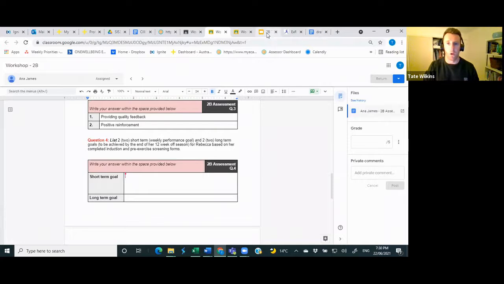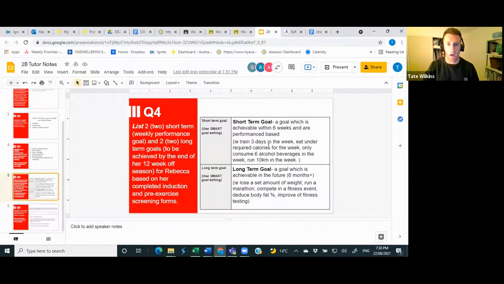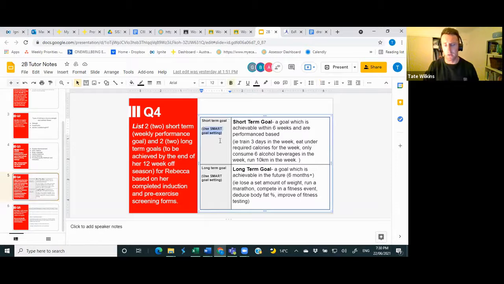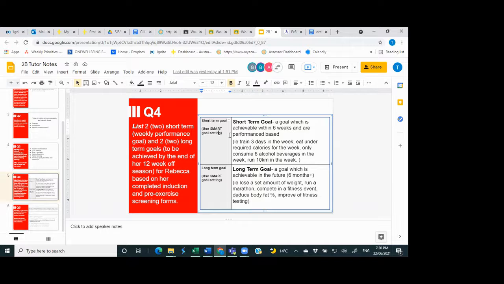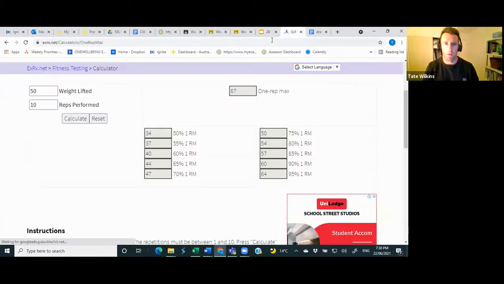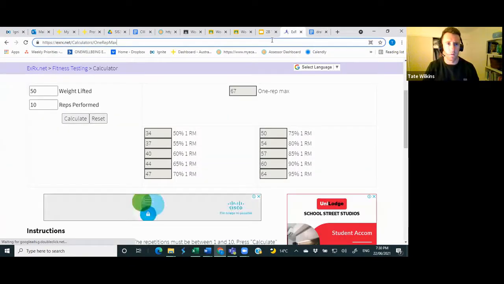Now, with goals, well, there's the definition. Now, I put down SMART goal setting. Did I blab on about this last week? I'm pretty sure I did. SMART goal setting. I can't remember you doing that. I thought I might have spoken about it in the client setting. That's all right. SMART goals.